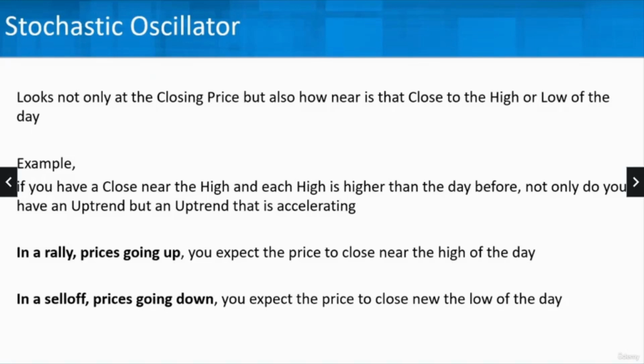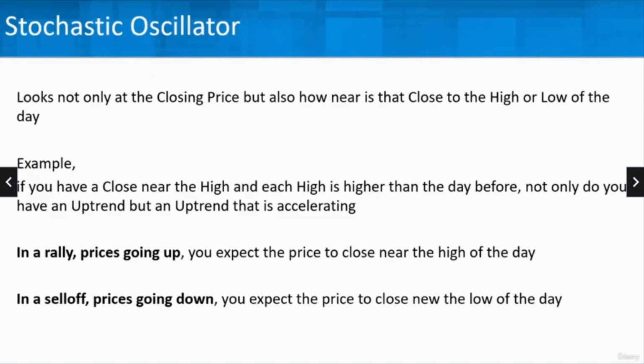So for example, if you have a close, the closing price is near the high, and each high is higher than the day before. Not only do you have an uptrend, but you have an uptrend that is accelerating. It's getting faster, it's getting stronger. So in a rally, prices will keep going up like that. Prices will keep going up, and you expect the price to close near the high of the day.